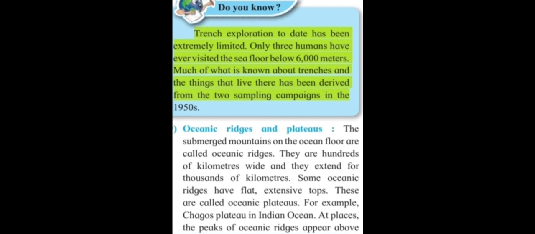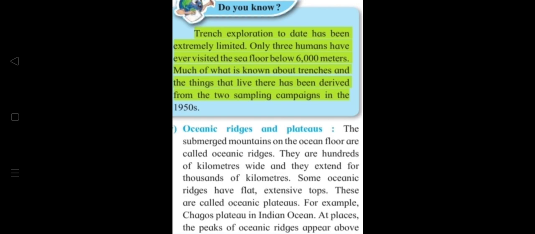Now, oceanic ridges and plateaus. The submerged mountains on the ocean floor are called oceanic ridges, which are underwater. They are hundreds of kilometers wide and they extend for thousands of kilometers. Some oceanic ridges have flat, extensive tops. These are called oceanic plateaus. For example, the Chagos Plateau in the Indian Ocean.